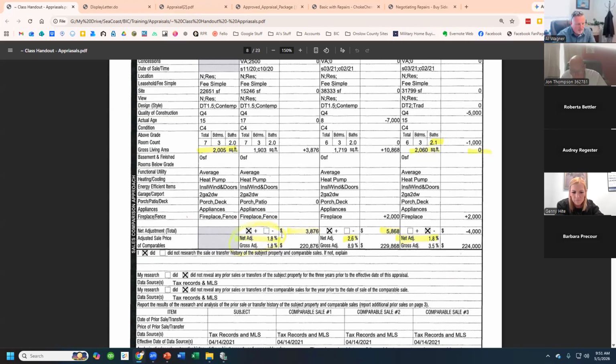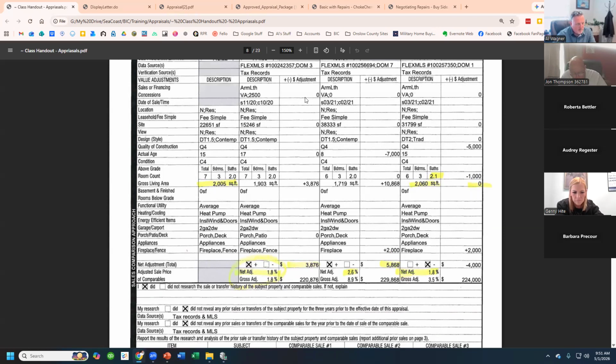This, where you have net adjustment total, they take a total of all this and give a net. So the only adjustment here was this one at 3,876. So that's what they did here. This one's at $5,800. So what they did is that's a -7. That's a positive, we'll just say a +10 and a +2,000. So that's +12. And you take that and subtract the 7, the net is 5. That's where they come up with a net.